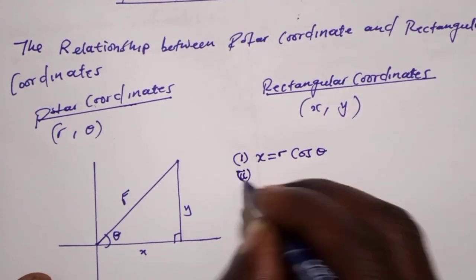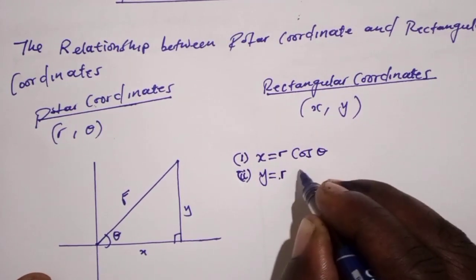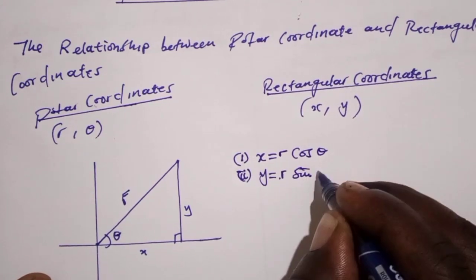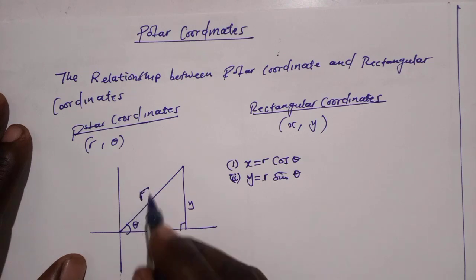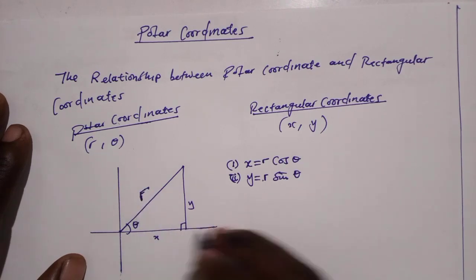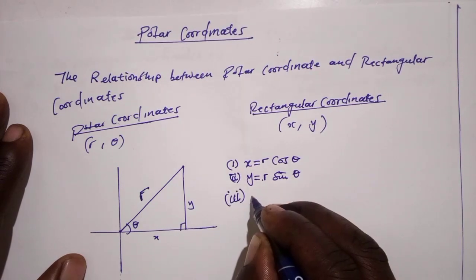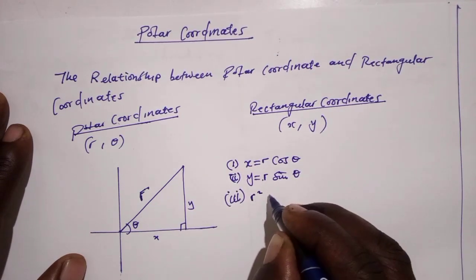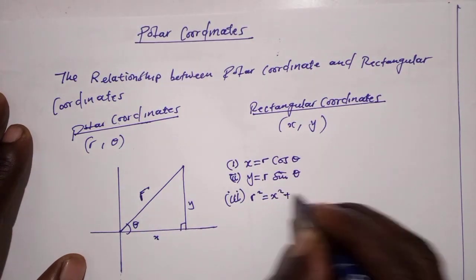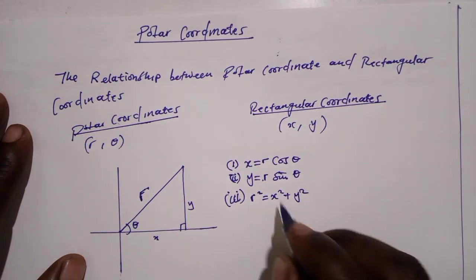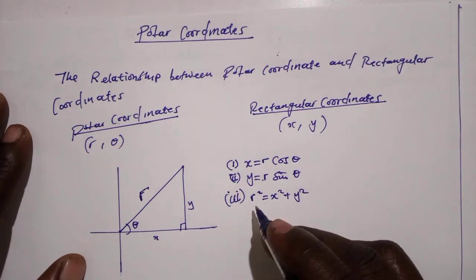For number 2, the y component is represented by r sin theta. When you are asked to find the value of r, you use the Pythagorean theorem. This is for number 3, which is r squared equals x squared plus y squared. This is the way when you are asked to find the value of r.